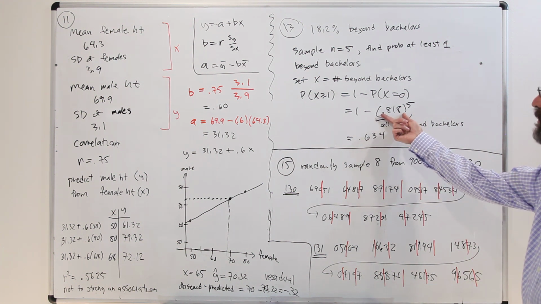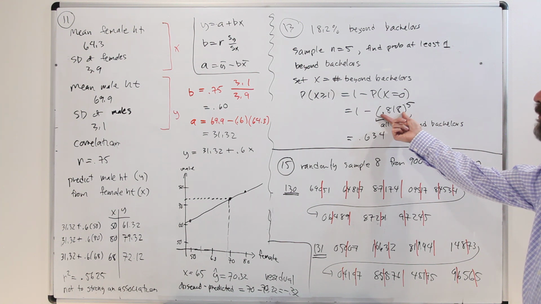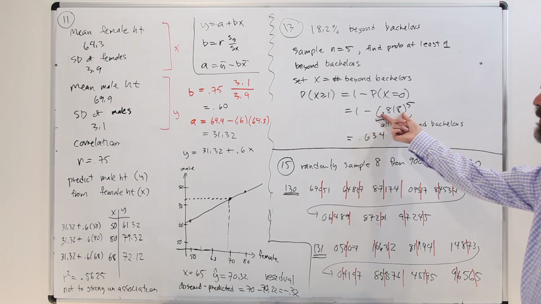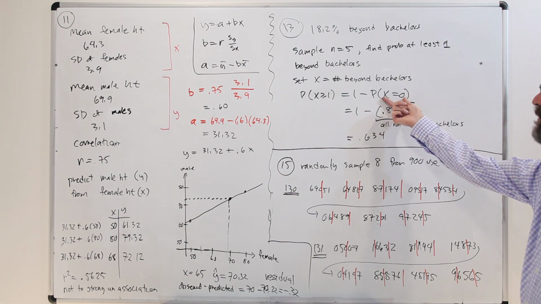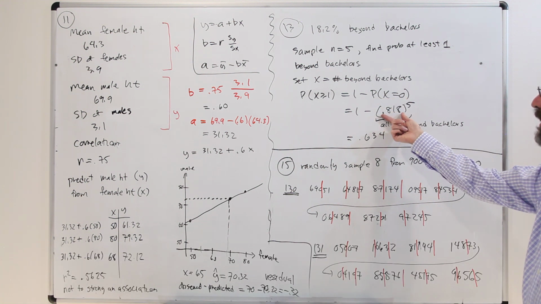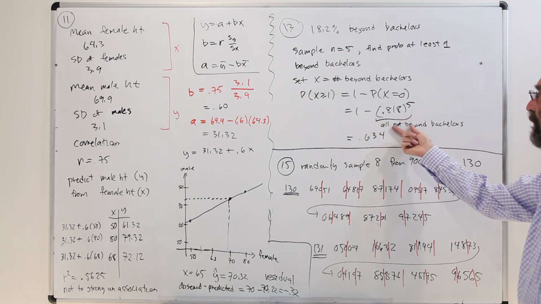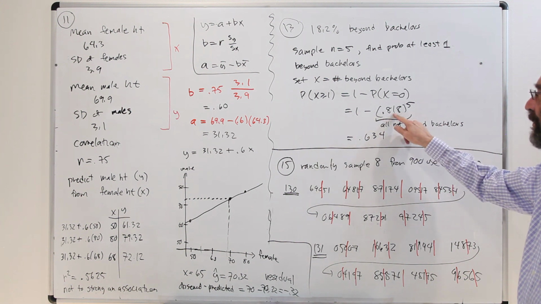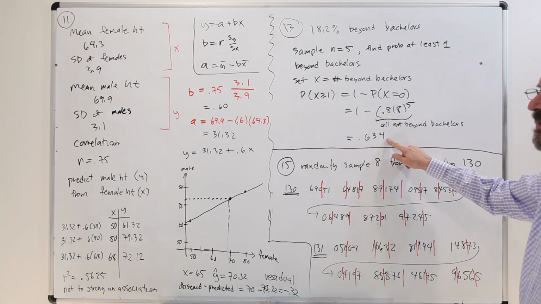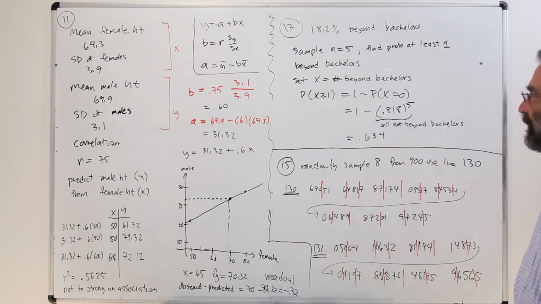The chance a single person doesn't have that education is 0.818, 1 minus 0.182. So 81.8% of the population aren't educated beyond a bachelor's degree. So the chance that all 5 of them don't have education beyond a bachelor's degree is 0.818 times 0.818 times 0.818, so 0.818 to the 5th power. That's all of them not beyond a bachelor's degree. So 1 minus the chance they're all not beyond is the chance at least one is beyond, and that's 0.634.